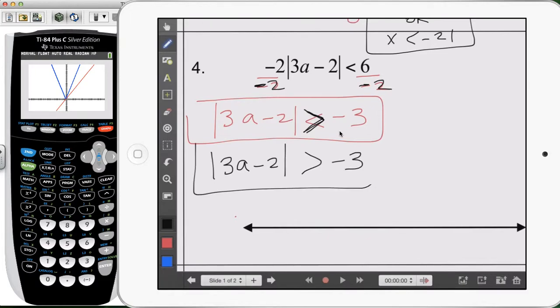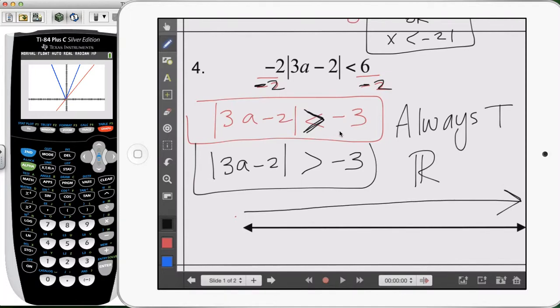So it's not less than anymore. So you have to think about it again. Take a minute and think about it. Can an absolute value be greater than a negative 3? Can distance be greater than a negative number? Yes, this is always true. So what would be your solution? R. So your solution is going to be all of the number line.